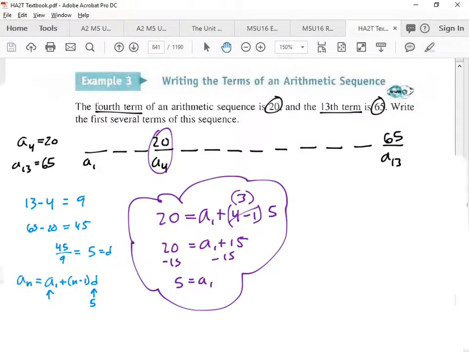So over here I'm going to put 5, and then I'm going to simplify this. So a sub n equals 5 plus, now I'm going to distribute this 5 to both of those. So we get 5n minus 5, and when I simplify this, I just get 5n. So this is my a sub n. If I want to find other terms, I can just plug the number into this to find the other terms.